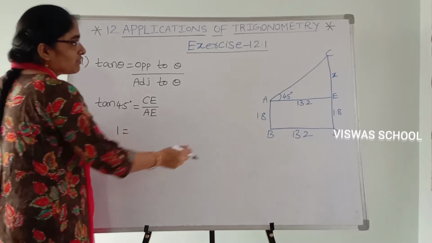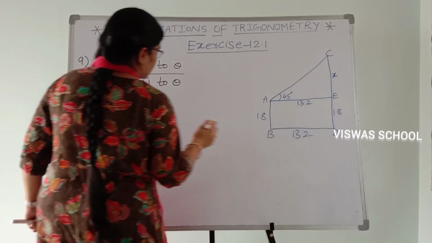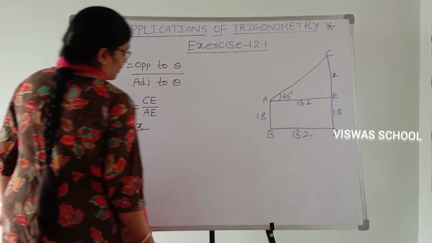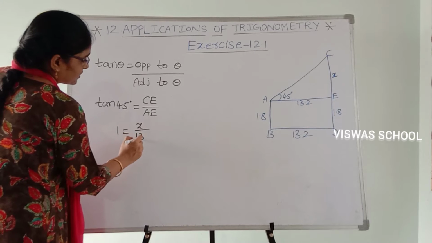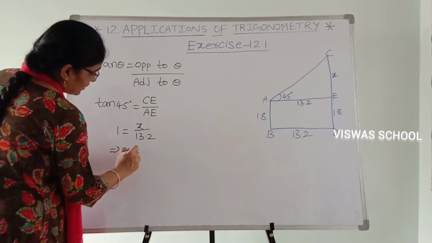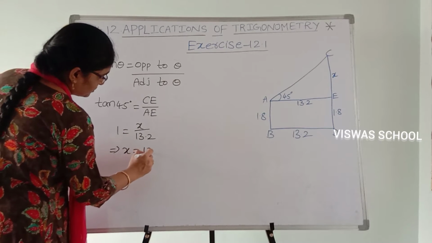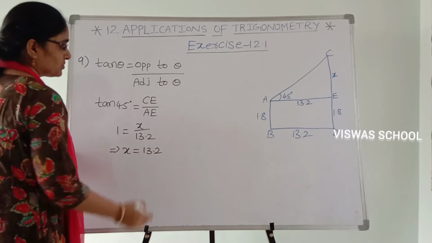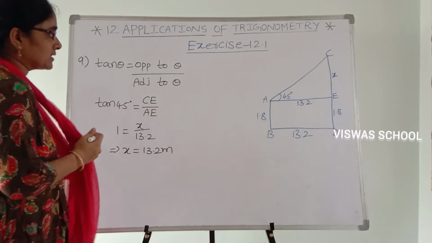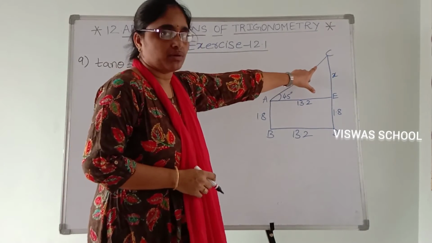Now CE is equal to what? CE is X and AE is equal to 13.2. That is, 1 equals X by 13.2. From this, X is equal to 1 into 13.2, that is 13.2 meters.